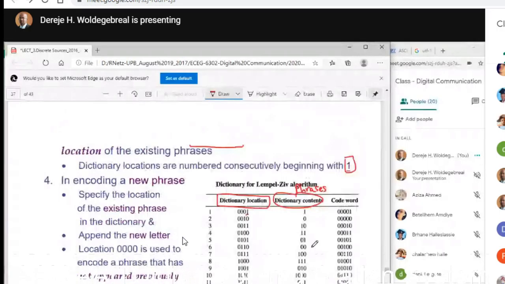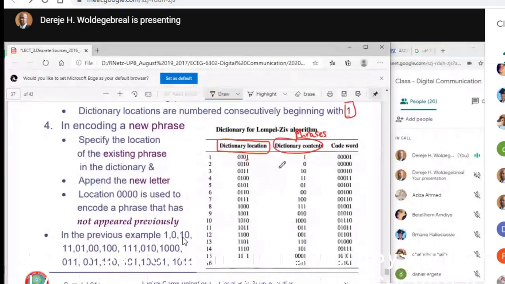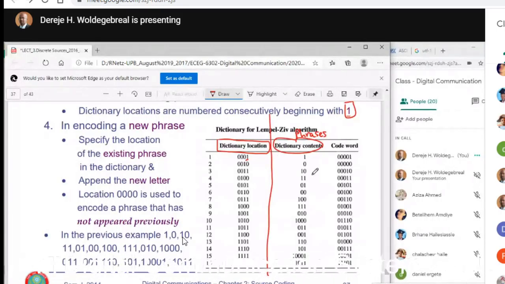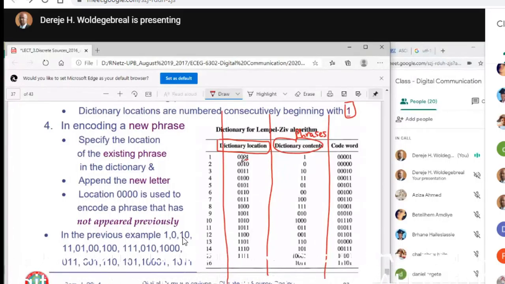We have 16 phrases. This is the dictionary location in hex, this is the dictionary location in decimal form, and this is the dictionary location in binary form. The location starts with 1, so you have 1, 2, up to the address 15.